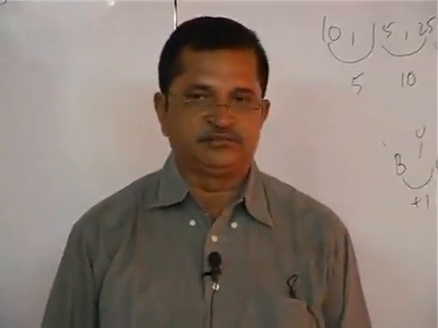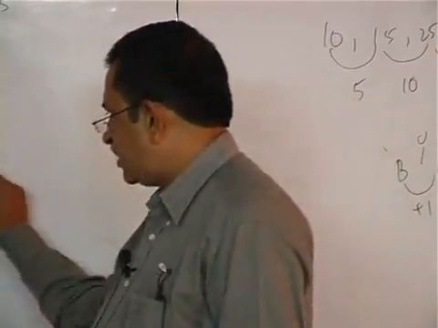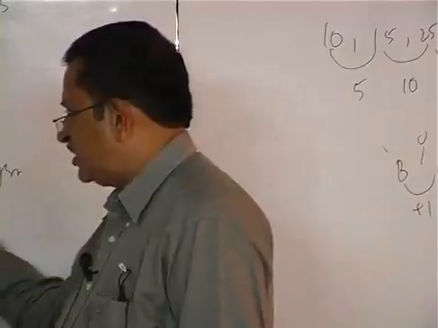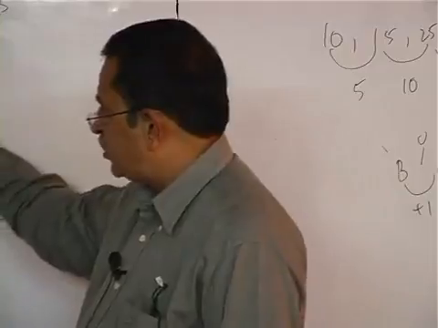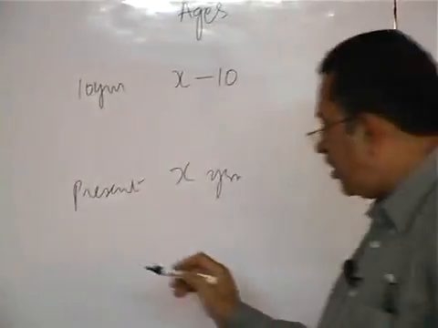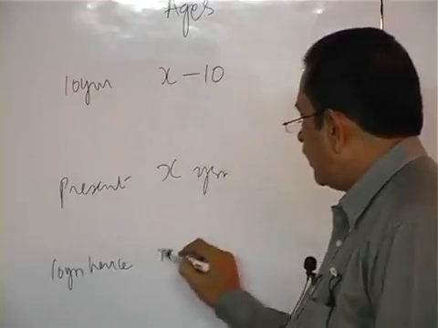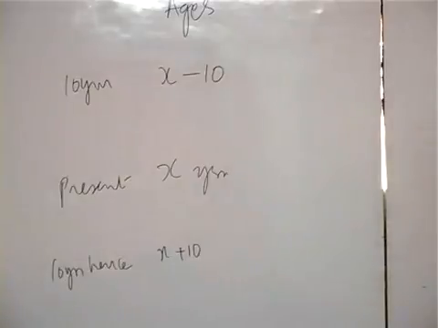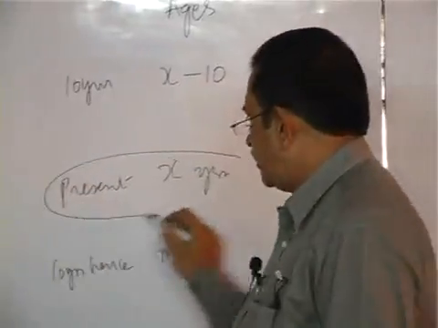Suppose age of a certain person is X years, means at present is X years, we take. Then what is his age 10 years ago, if he says, X minus 10 you have to take. What is his age 10 years hence means you will take X plus 10. This is the formation always. Always follow writing like this.